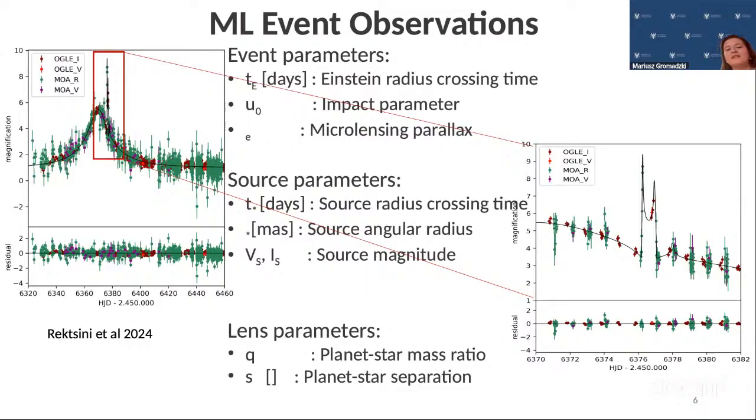Okay, you will not see the parallax, but imagine a Greek pi over there. So, like the microlens parallax, you cannot always observe it. So this is the case. And then occasionally we can also see finite source effects, like the source radius crossing time and the source angular radius. This doesn't like Greek letters.